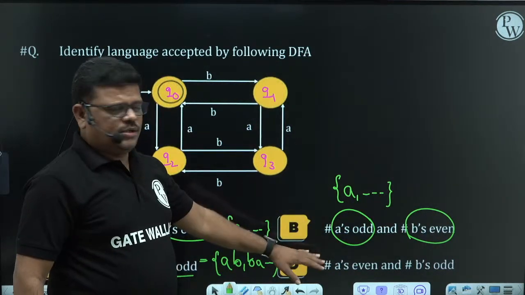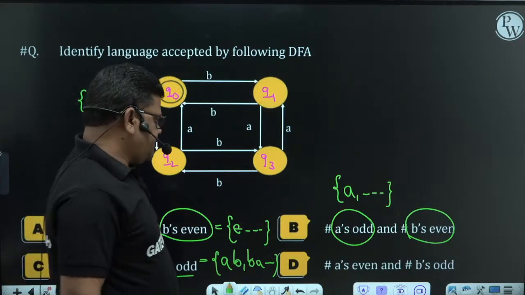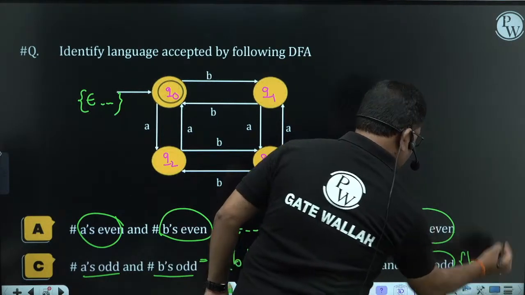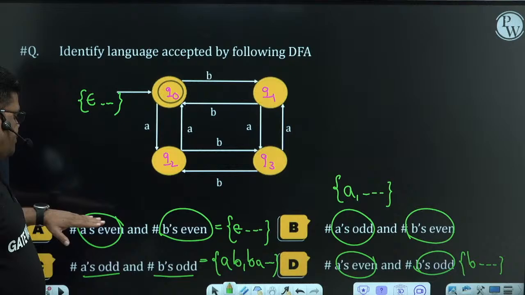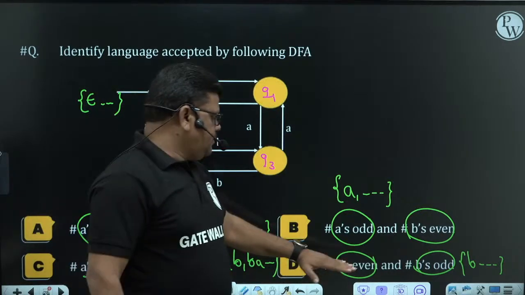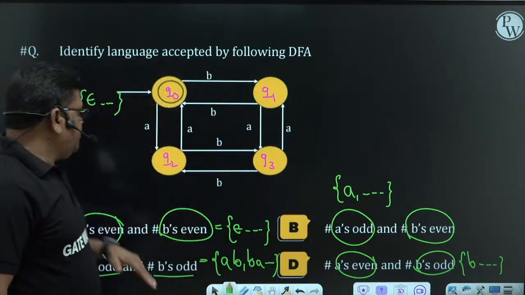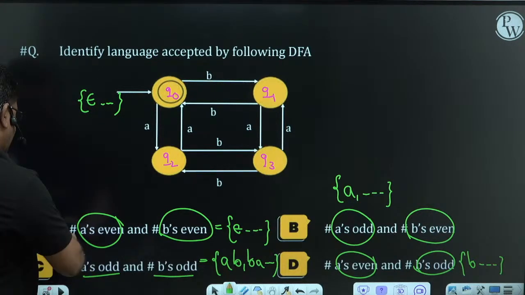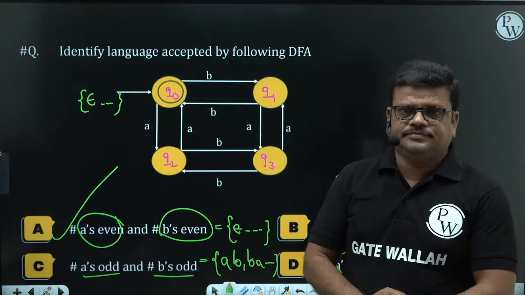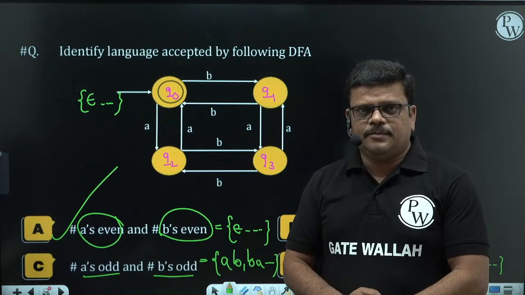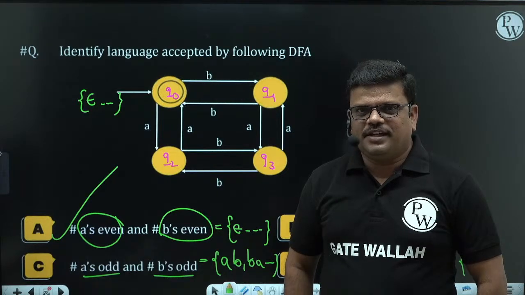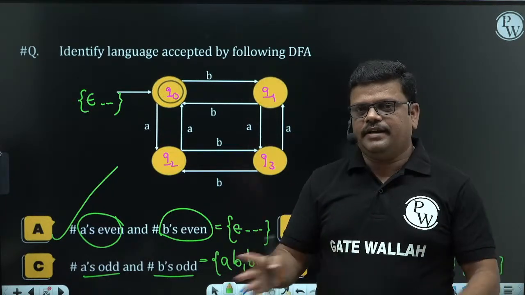I am taking minimum strings because language means infinite strings are there. So minimum string is enough here. A is even 0 times, B is odd 1 time. So minimum string of option A is epsilon, minimum string of option B is A, minimum string of option C is these two strings, minimum string of option D is B. What is the minimum string of our automata? Epsilon. Where is it present? Option A. Directly A is the answer. Where is the confusion? Clear? Elimination concept. It's very easy. Match the strings, eliminate.